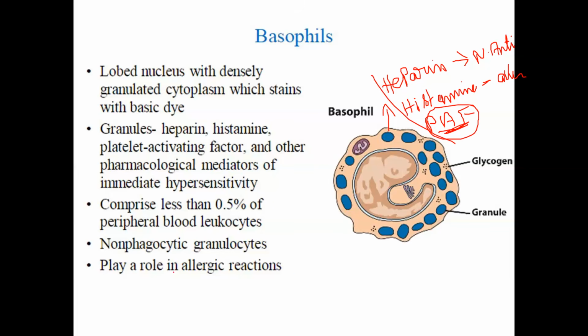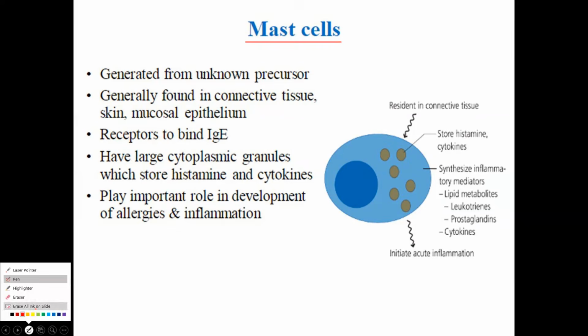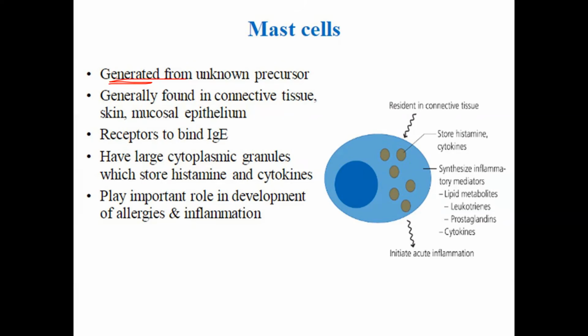So why do I say basophil is involved in the allergic reaction? Because of the presence of histamine. All the students remember my words. Not only basophils, even mast cells are going to secrete histamine. Remember everyone, I already explained this to all of you. Friends, we really don't know where the mast cell comes from. That's the reason I have written a statement that it is generated from an unknown precursor.